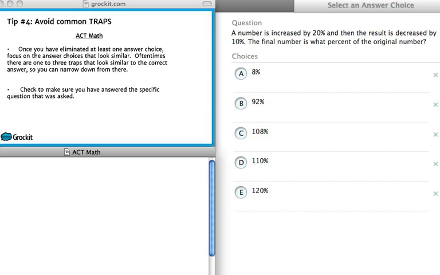To avoid traps in the ACT math section, we want to make sure we're answering the specific question asked, and we want to take a look at the answer choices before we do any calculations because we can oftentimes get rid of some answer choices that look terribly wrong. We also want to look at answer choices that are all around the same value or all look very similar. There are going to be 1 to 3 trap answers that look really close to the correct answers.